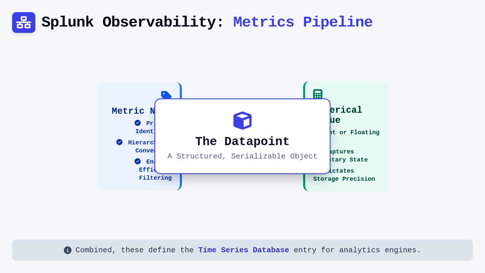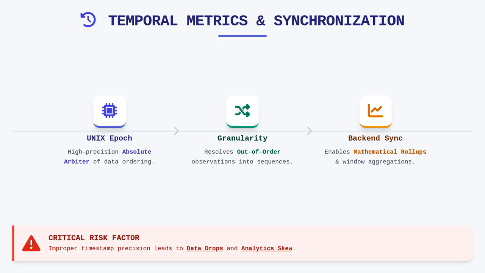Whether this value is an integer or a floating point number is not merely a syntactic choice, but a decision that impacts how the downstream analytics engine stores and processes the data to maintain precision over extended periods. The temporal aspect of a metric is anchored by a high-precision Unix epoch timestamp. In the context of streaming telemetry, this timestamp is the absolute arbiter of ordering, allowing the system to place disparate observations into a coherent, chronological sequence.